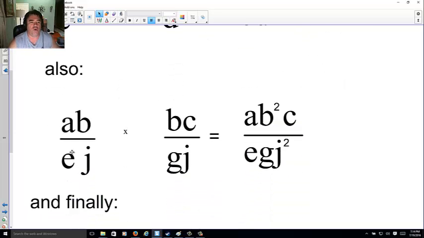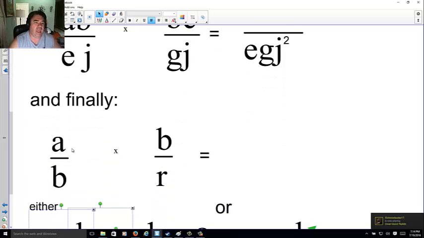Now also, AB over EJ times BC over GJ. I have an A, so A is by itself. I have two B's, so it's B squared. Not 2B, but B squared, meaning B times B. And I have one C. So 1 A, okay. 2 B's, gotcha. 1 C, okay. And I have an E, I got that. And I have a G, I'm going to try to go in alphabetical order. Have a G, okay. And 2 J's, J squared. That's as far as it goes. Now, if they gave me the value of A, B, C, E, J, and G, I could figure out what it is. But since they can't, that's where we're at.